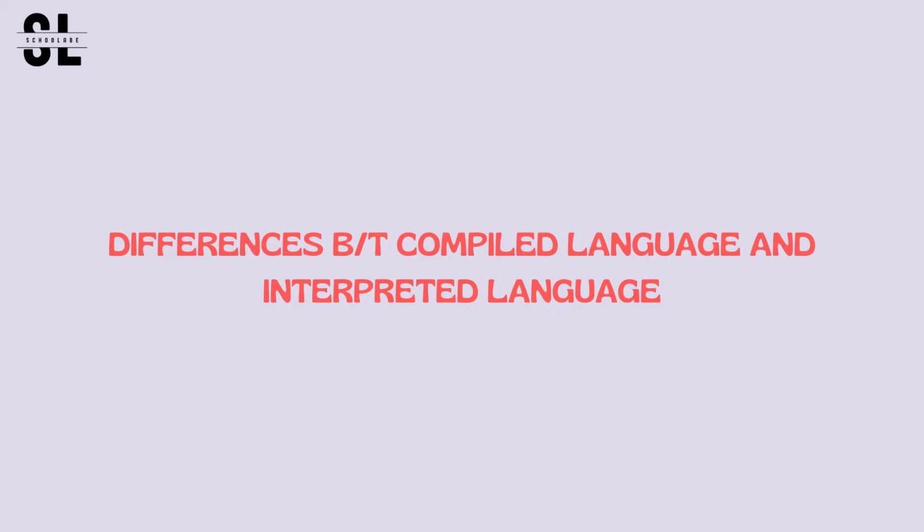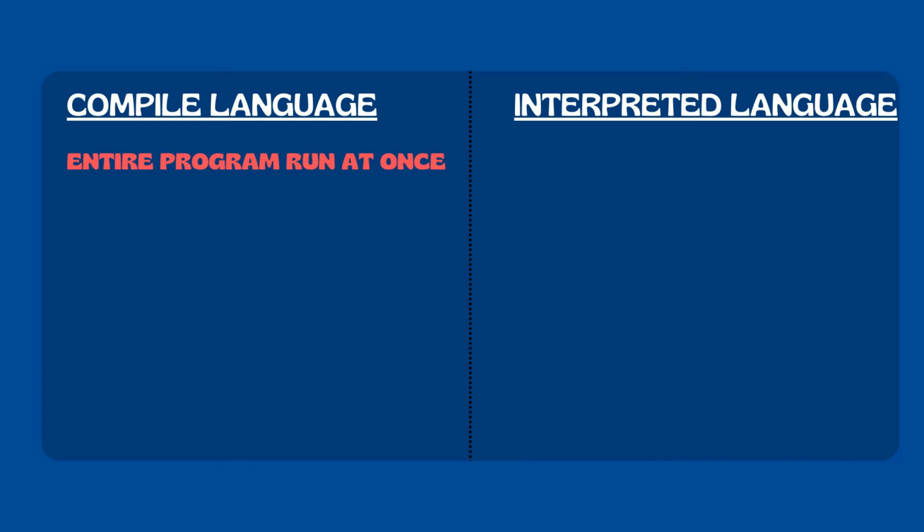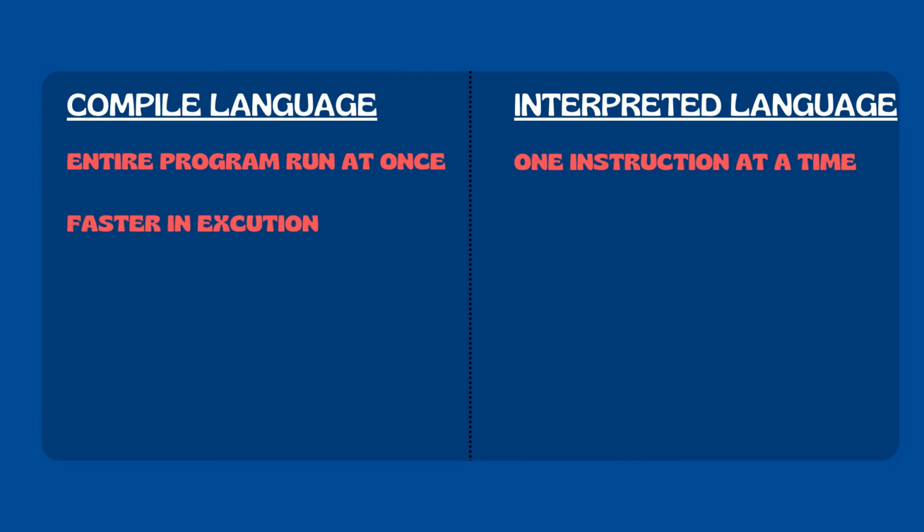Now that we have learned about compiled and interpreted languages, let's compare them and see the differences. As we learned earlier, in a compiled language, the entire program is translated at once, whereas in an interpreted language, the program is translated one instruction at a time. Because the entire program is translated at once, compiled languages are comparatively faster than interpreted languages, which are comparatively slower because they are translated one instruction at a time.